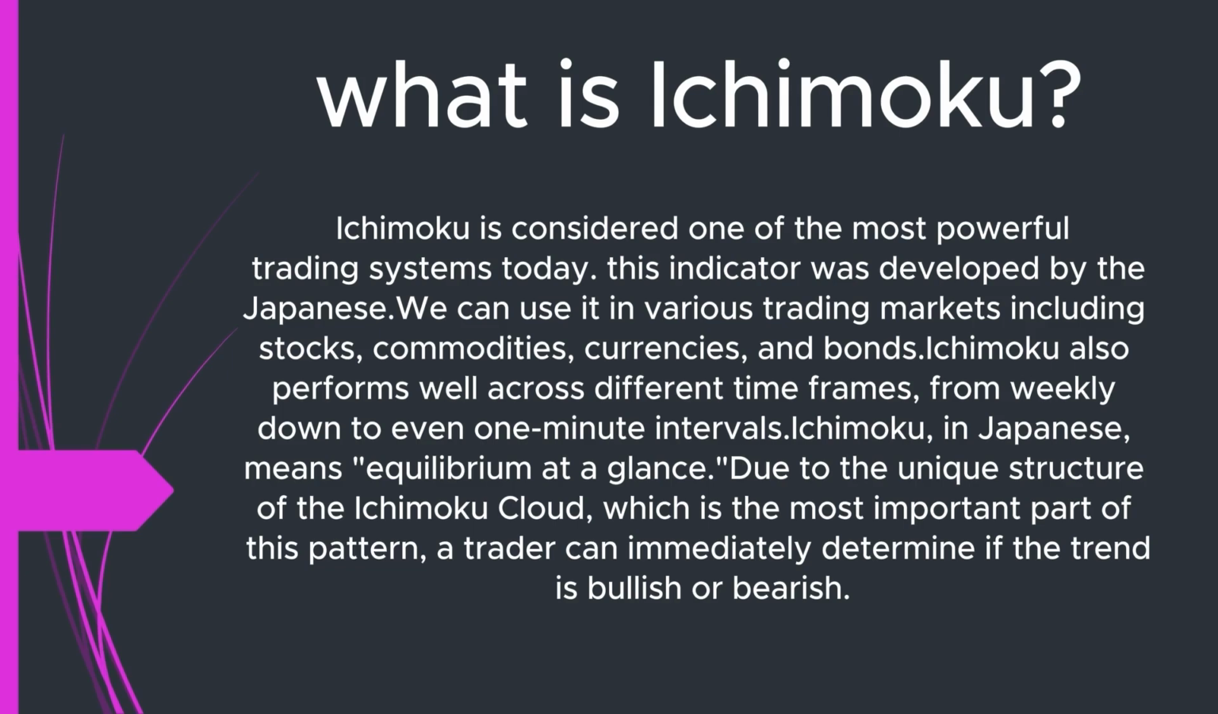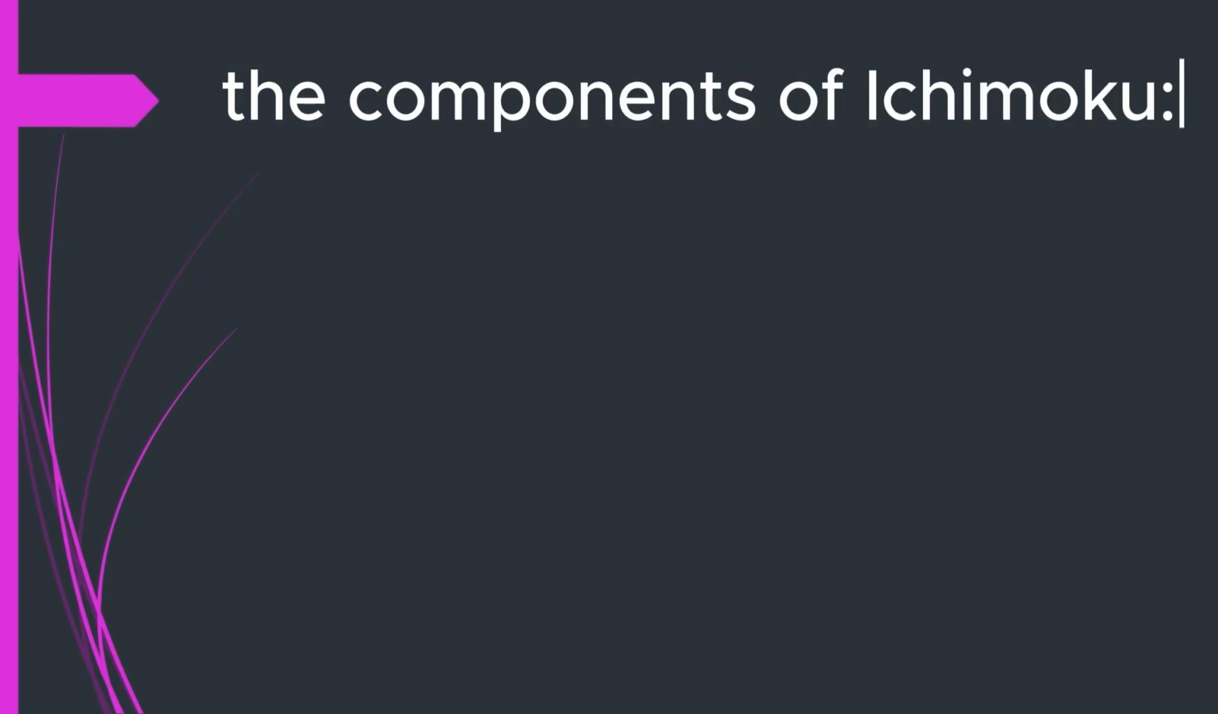Ichimoku in Japanese means equilibrium at a glance. Due to the unique structure of the Ichimoku cloud, which is the most important part of this pattern, a trader can immediately determine if the trend is bullish or bearish. This is a general definition of the Ichimoku indicator to help us understand what we're dealing with and what we aim to learn. Now let's move on to the components of Ichimoku.